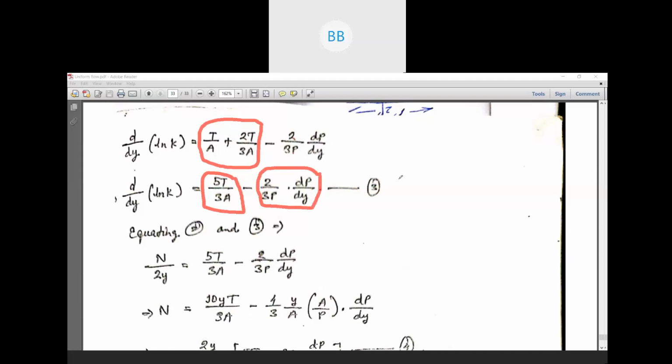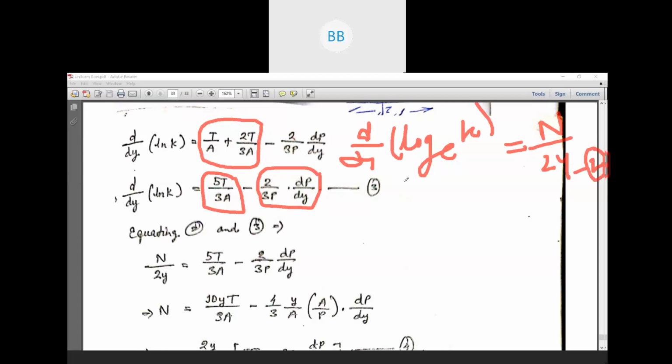Now we can equate equation 2 and 3. Equation 2 is nothing but d by dy of log e K is equal to n by twice y. That is your equation number 2. And you can see in equation 2 and 3, our left hand side is the same. That is why we can equate equation 2 and equation 3. It will be n by twice y equals 5T by 3A minus 2 by 3P dP by dy.